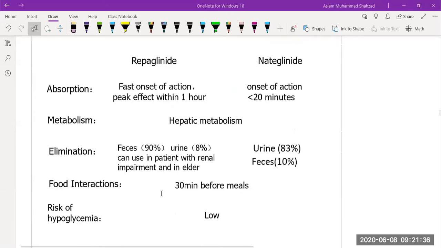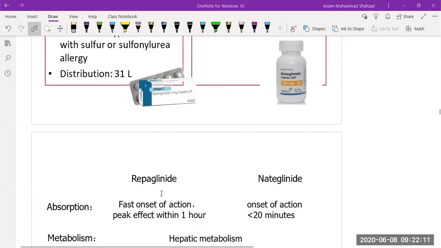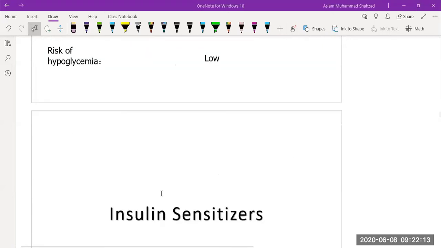They have fast absorption and action, with peak action appearing in 1 hour or less than 20 minutes. Metabolism is through the hepatic pathway. Elimination is through feces or urine, but most of them are excreted through feces, and both have the same pharmacokinetic parameters. For food interaction, give them 30 minutes before meals. The main difference between the two classes is that meglitinides have low risk of hypoglycemia, whereas patients on sulfonylureas have high chances of hypoglycemia. So that's the main difference between them.